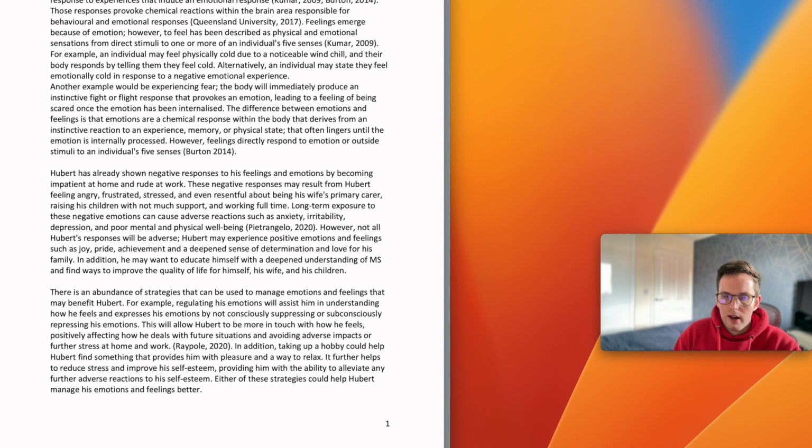In addition, taking up a hobby could help Hubert find something that provides him with pleasure and a way to relax. It further helps to reduce stress and improve his self-esteem, providing him with the ability to alleviate any further adverse reactions to his self-esteem. Either of these strategies could help Hubert manage his emotions and feelings better.